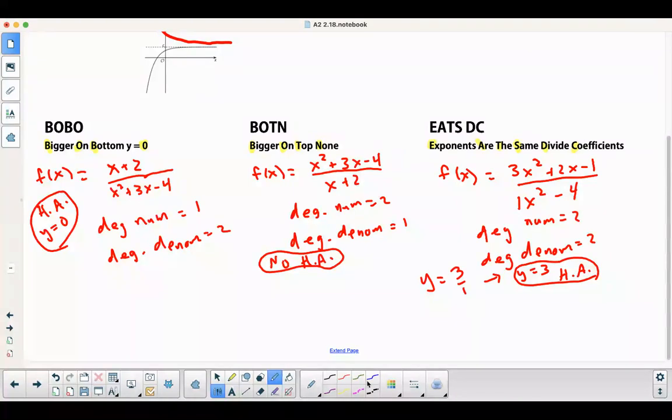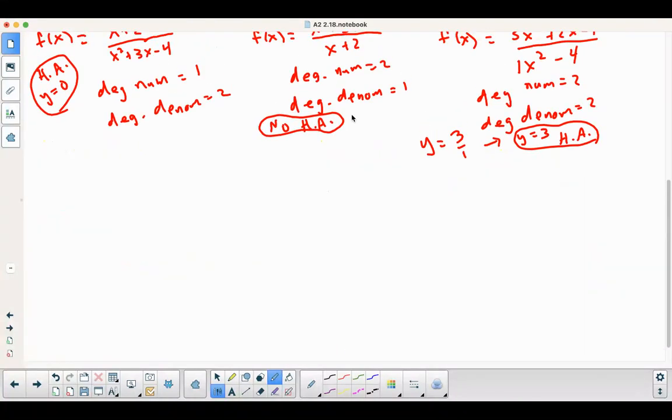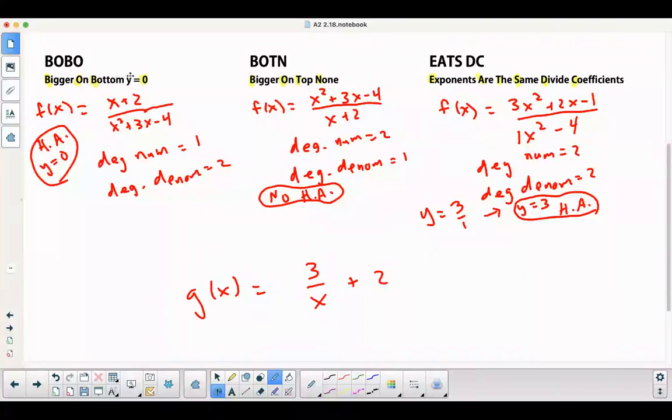Now I will also say here, let me show you. Sometimes they do stuff like this where they give you like, I don't know, g of x equals 3 over x plus 2. You could think of this two ways. You could just pretend this plus 2 isn't here for now, and just look at the 3 over x. So that would be a bigger on bottom. So I go up to my BOBO, bigger on bottom is y equals 0. So if I didn't have this here, I'm going to cover that up for a second, this would have a horizontal asymptote at y equals 0.